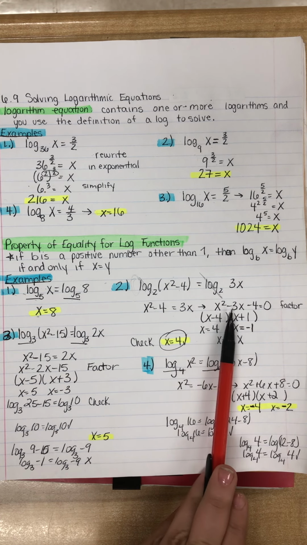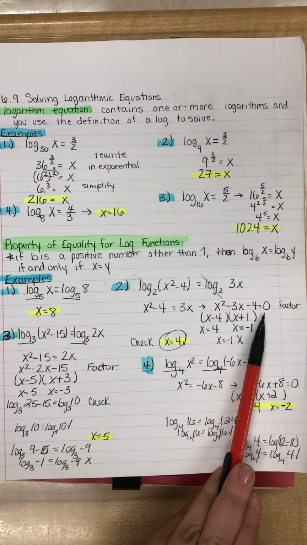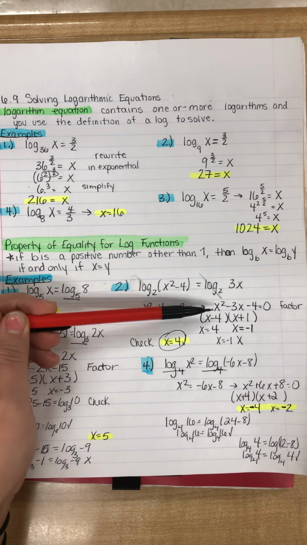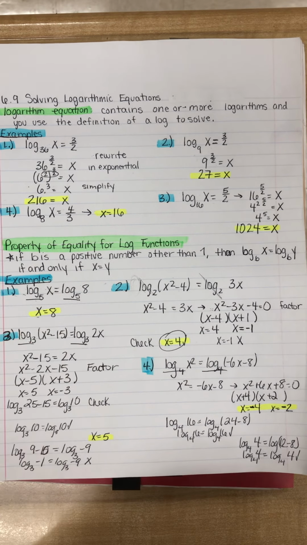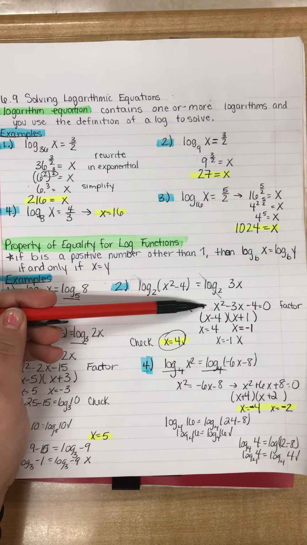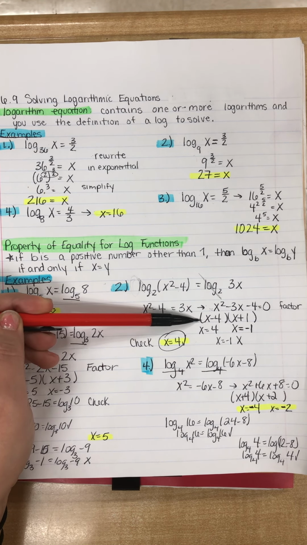I wrote it there, so I have x squared minus 3x minus 4 equals 0 because my 4 is moved over, so it does equal 0. Anytime you have an x squared, you have to factor. And you know that we've already done this. So when I factor this, I said what times what makes negative 4 and adds up to negative 3. It's negative 4 and 1.